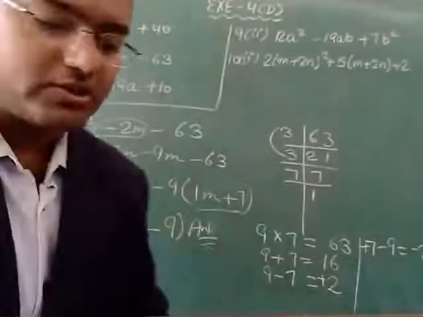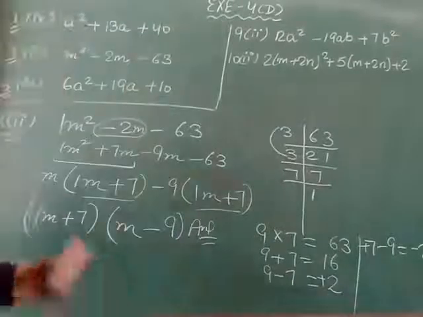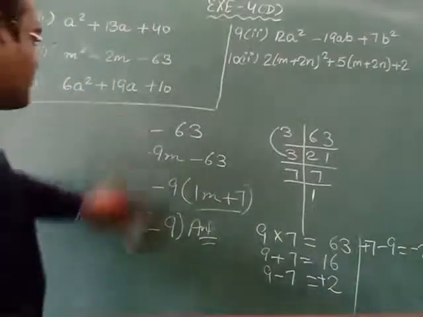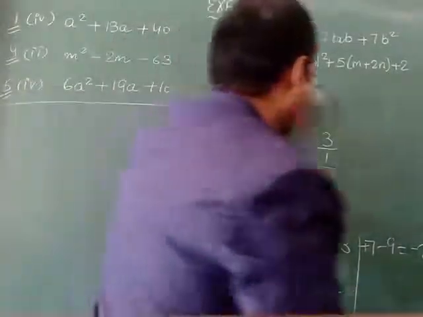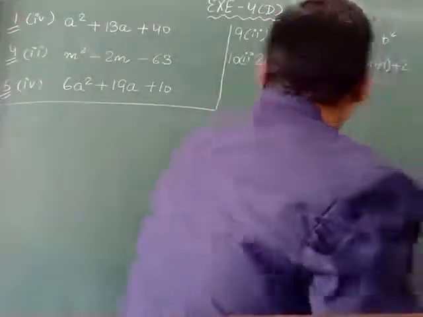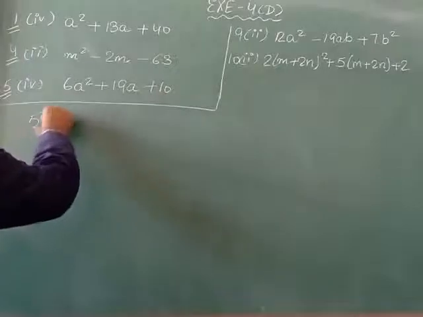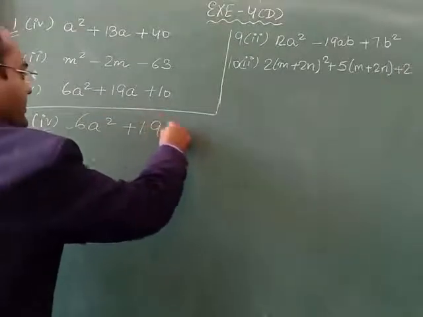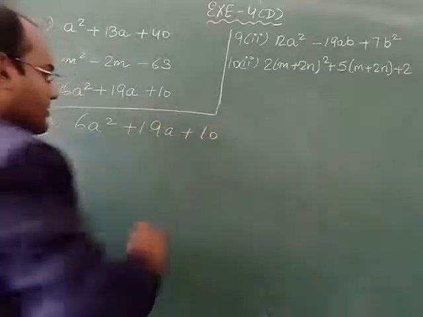Now see another question. Question number 5, 4th part: 6a square plus 19a plus 10. So this is the question.